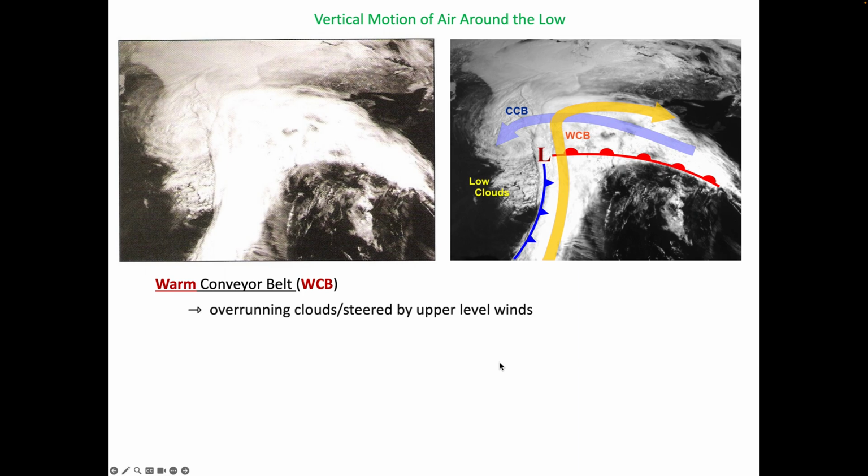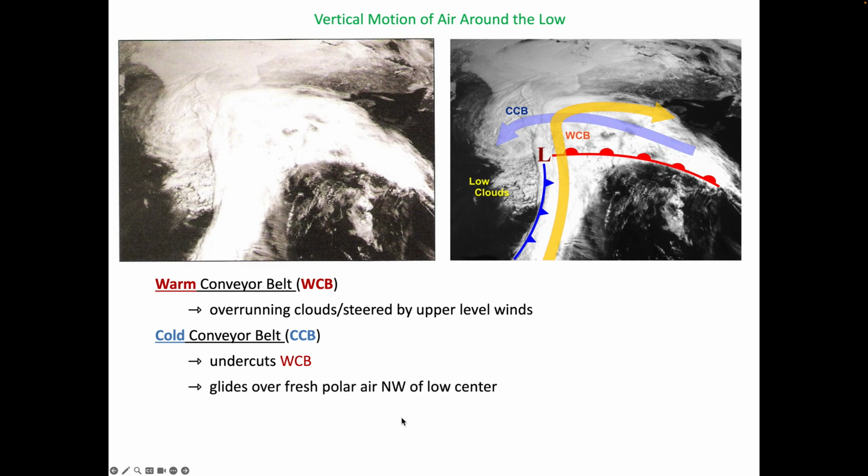So warm conveyor belt clouds, overrunning clouds steered by upper level winds, right here. Cold conveyor belt clouds undercut the warm conveyor belt. You can see them coming out here to the west of the warm conveyor belt. They glide up and over the fresh polar air to the northwest of the low center, and again, we typically will get a lot of snow here in the wintertime. And our limiting streamline, again, is oriented pretty much with the cold front, and it is the western edge of the warm conveyor belt.